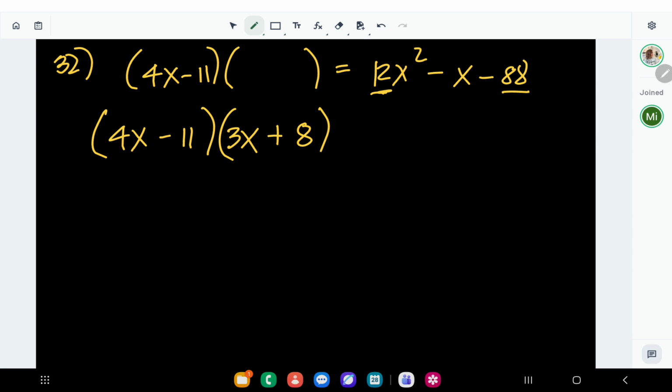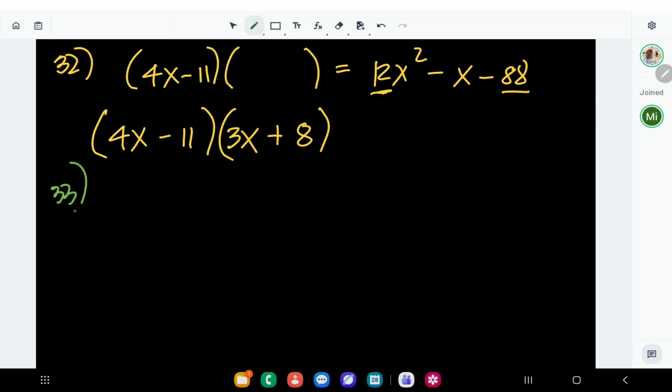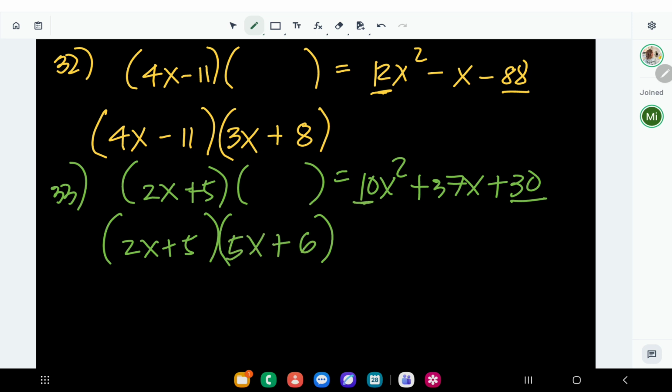So because 4 times 3 is 12. Okay, that's easy. So let's try number 33. Find the missing factor. So we have 2x plus 5 and 10x squared plus 37x plus 30. Alright, so we have 2x plus 5, 4, 6, because this is 30. So it should be 6 here. And then here, it should be 5x. Yeah? Because 25x plus 12x is 37. Okay. I think 34 is the same. No problem with that.